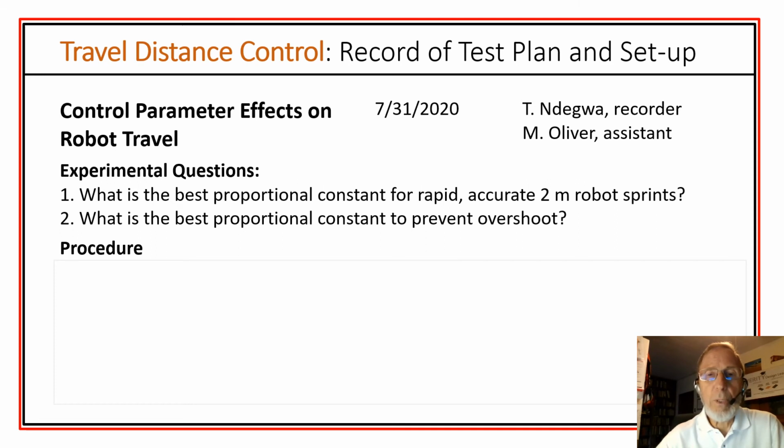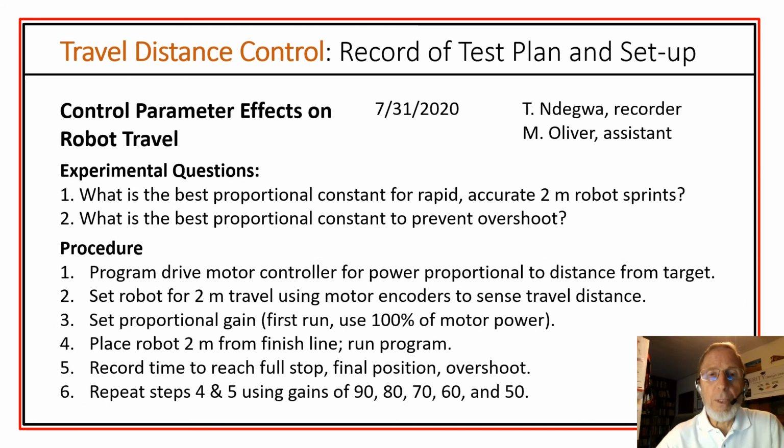What's the proportionality constant that will best give us that kind of performance? And secondly, what's the best constant if we have to prevent overshoot? In other words, we want to go 2 meters, settle quickly, but not overshoot because it may cause a certain problem. So these are a couple of questions. Let's look at the procedure.